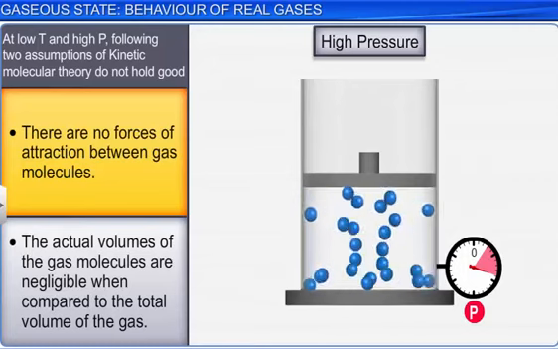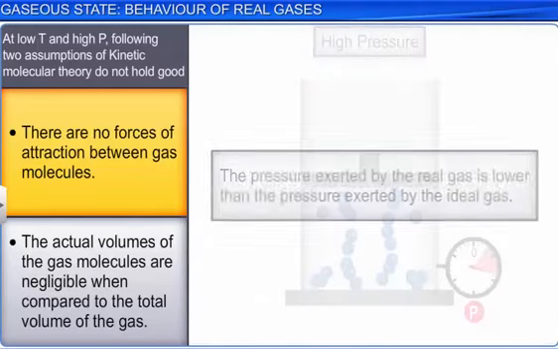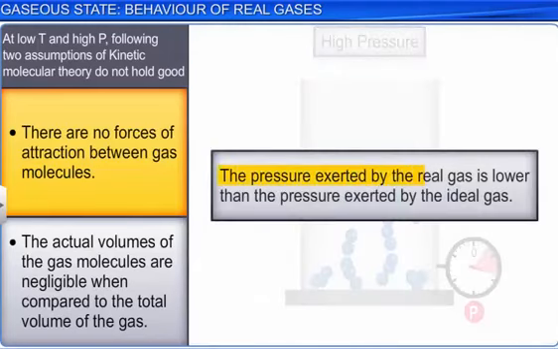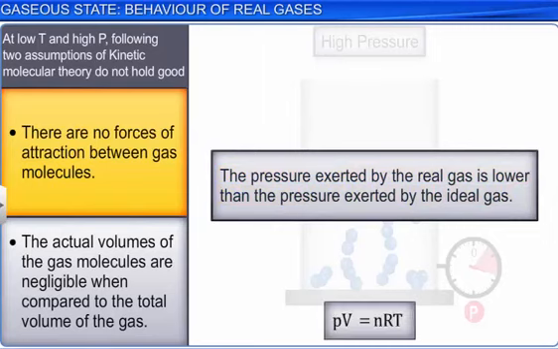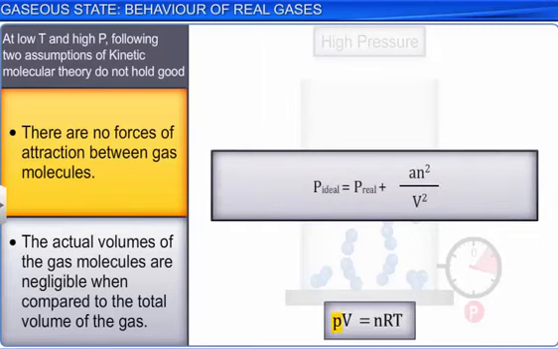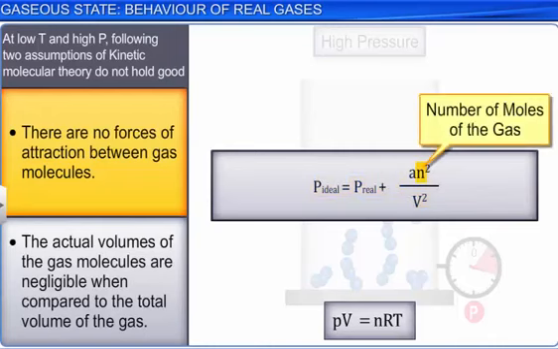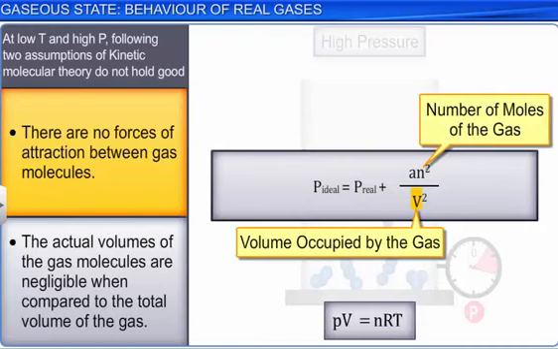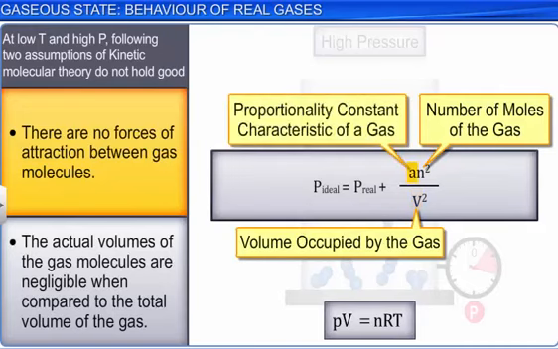Thus, we can say that the pressure exerted by the real gas is lower than the pressure exerted by the ideal gas. Hence, the pressure in the ideal gas equation is corrected as P ideal is equal to P real plus a times n squared divided by V squared, where n is the number of moles of the gas, V is the volume occupied by the gas, and a is the proportionality constant characteristic of a gas.